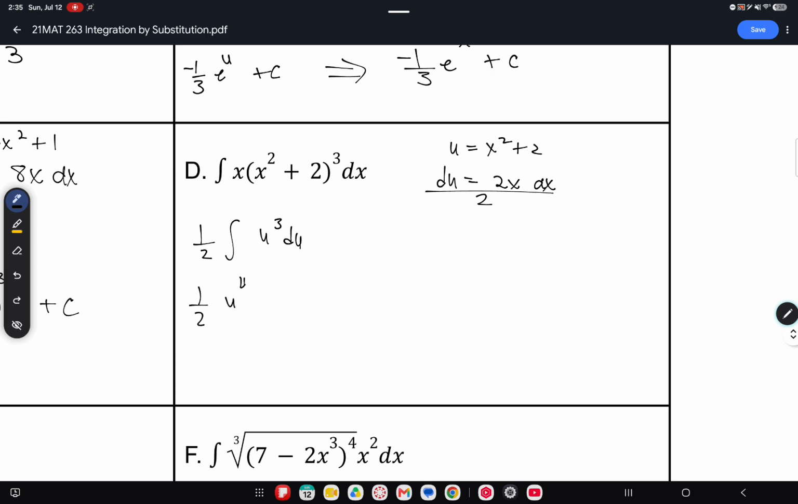And then add 1 to the power, divide by the new power, and then plus c. And then I'll simplify as I go here, right? 1/2 times 1/4 is actually 1/8. And then instead of u to the 4th, we're going to do x squared plus 2 to the 4th and plus c.